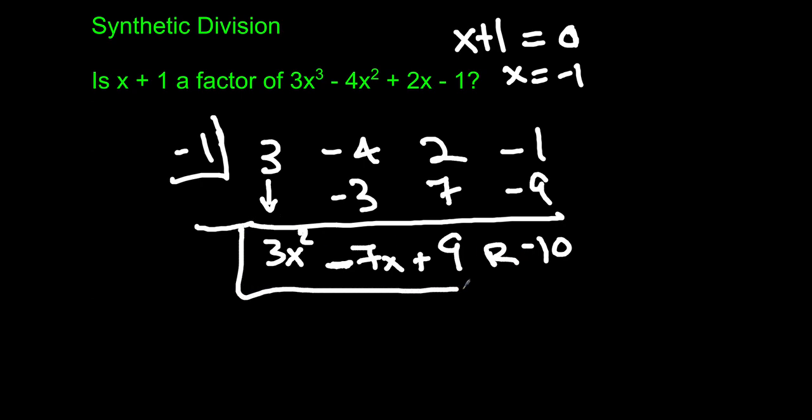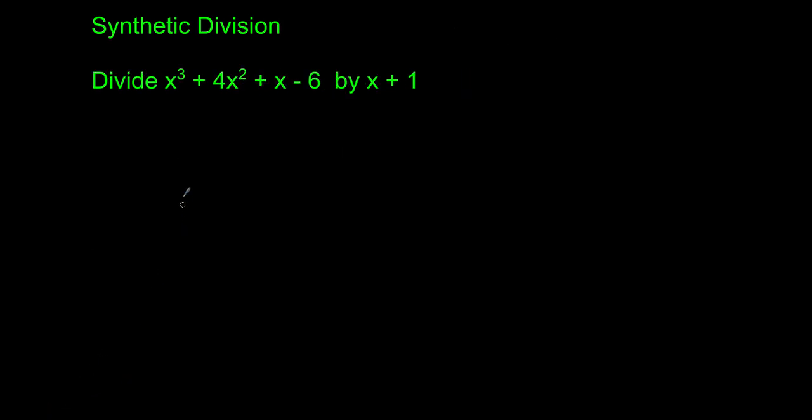So what this problem simplifies to is 3x squared minus 7x plus 9 with a remainder of negative 10. The x squared is the same thing as x cubed, just the degree is decreased by 1, and then you fill in the rest. Okay, let me do another problem like that with synthetic division.